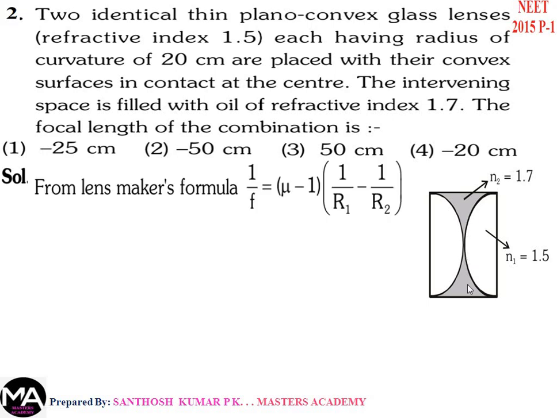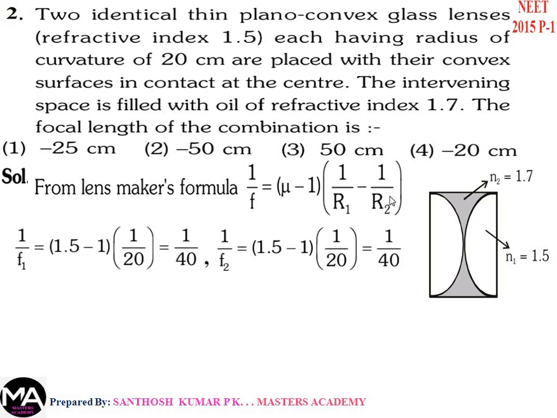Okay. So now from the lens maker's formula, 1 by f is equal to (mu minus 1) into (1 by r1 minus 1 by r2) for first and second, because both have the same refractive index and each has radius of curvature 20 cm. Therefore 1 by f1 will be equal to 1 by f2, which is (1.5 minus 1) into 1 by 20, which is equal to 1 by 40.